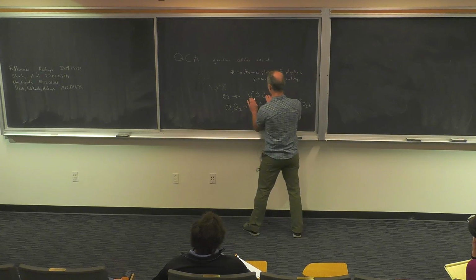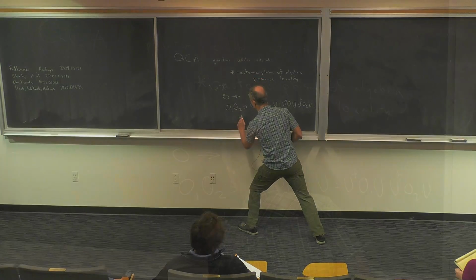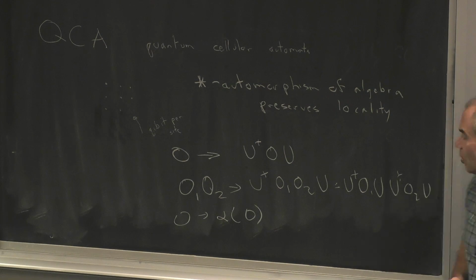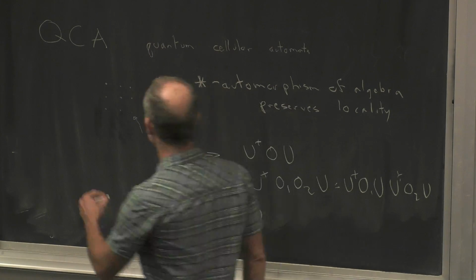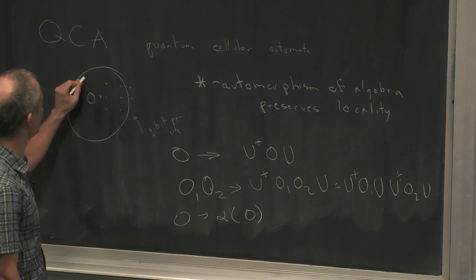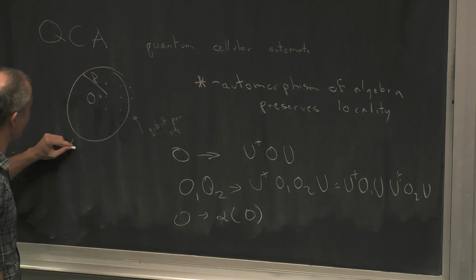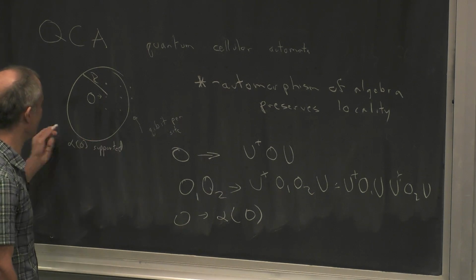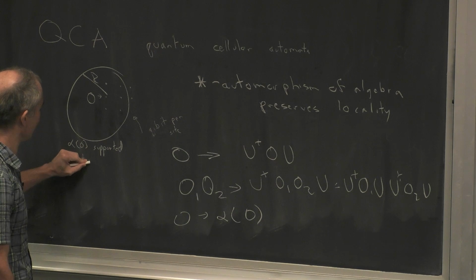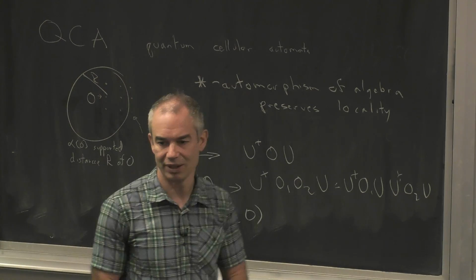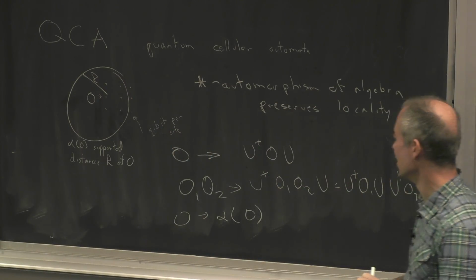So this is an example of a QCA. A QCA will in general be some map O going to alpha of O, and I'll use Greek letters like alpha to denote QCAs. It preserves locality. This is the key requirement. So there's some range R, so that if O is supported on some site here, you require that alpha of O be supported within distance R of O. So it's a map that preserves locality. Whatever it does, it gets mapped to something nearby.